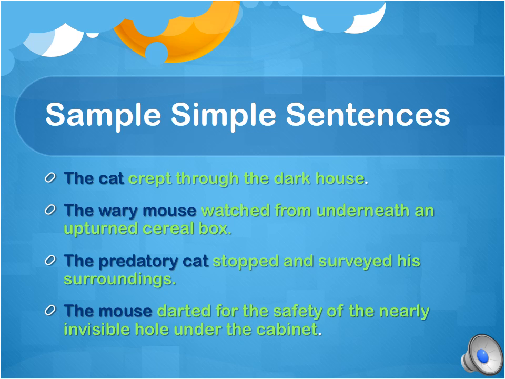Same thing with our next example. The wary mouse watched from underneath an upturned cereal box. It is one independent clause and it expresses one complete thought. And you can take a look at the other examples of simple sentences on your own.